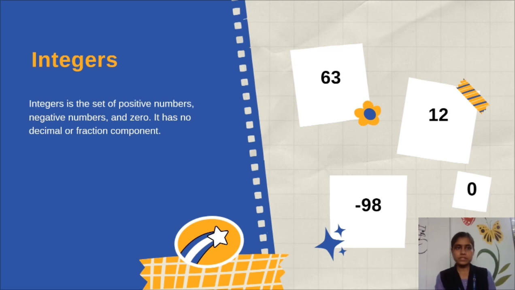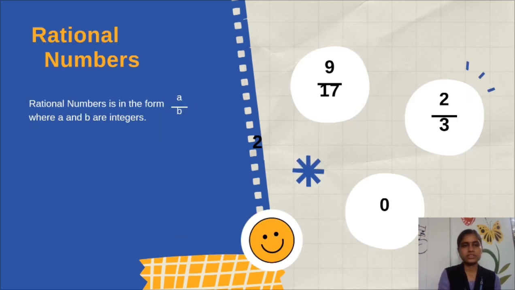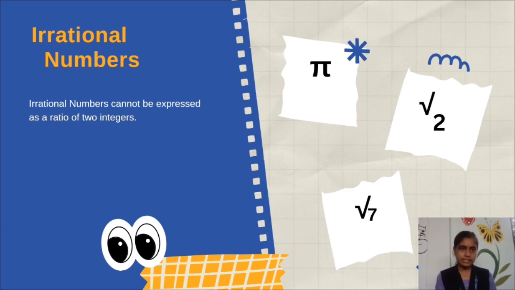The real numbers is mainly classified into two types, the rational numbers and the irrational numbers. The rational numbers is of the form a by b, where a and b are integers. For example, 9 by 17, 2 by 3, 0 and all the integers. The next is irrational numbers. Irrational numbers cannot be expressed as a ratio of two integers. For example, pi, root 2, root 7, etc.